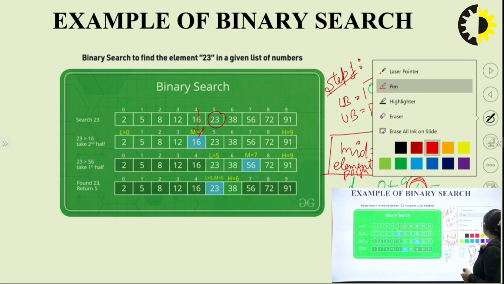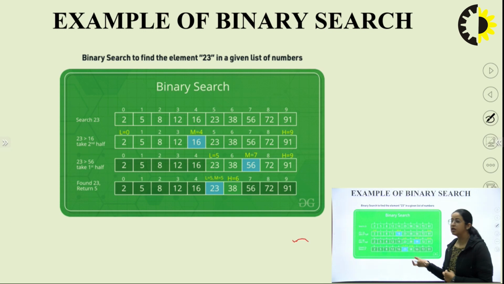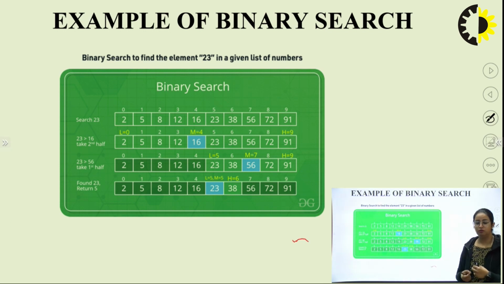After this first step, we have to check where the element lies. How can we check? We are going to compare that mid element with our search element, the element which we have to find, which we have to search in our array. We are going to compare with that mid element.